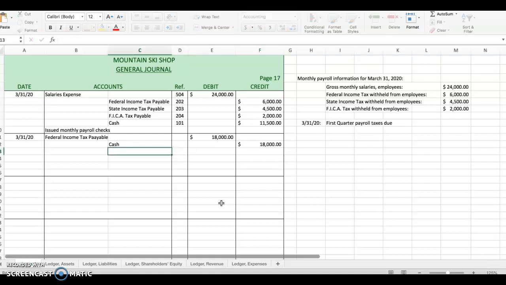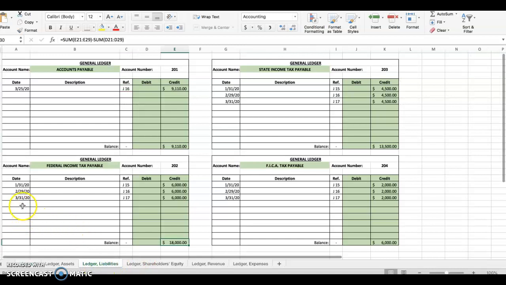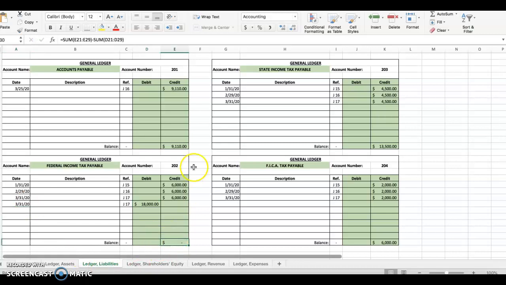Again, $18,000, and let's assume this is check number 901. So let's post this now. We go to federal income tax payable and we debit $18,000. So we're at the end of March. Came from journal, page 17, and we debit, not $6,000, the total amount we owe, $18,000, which gives us a balance of 0, and that's what we want.